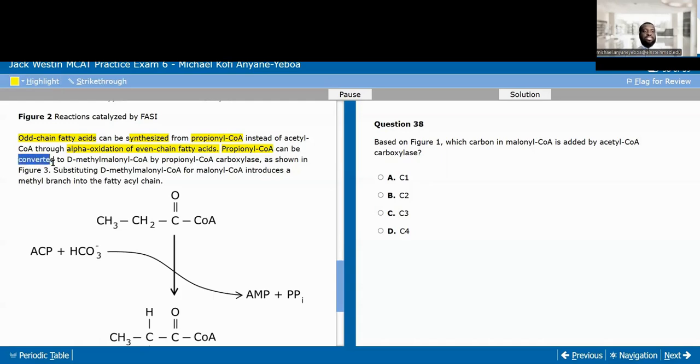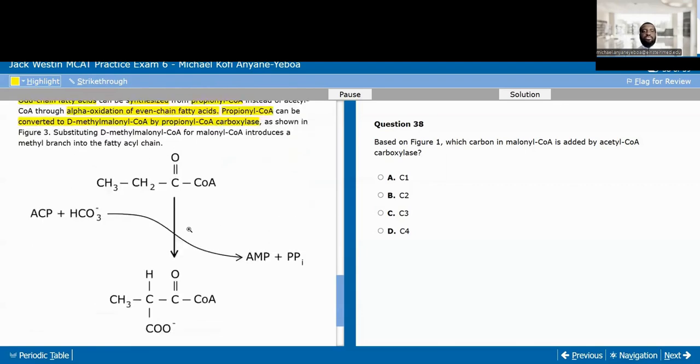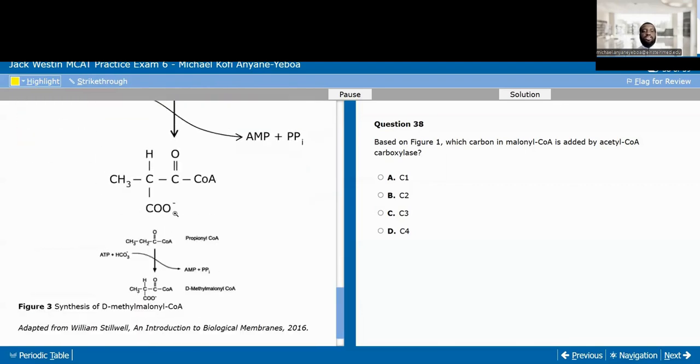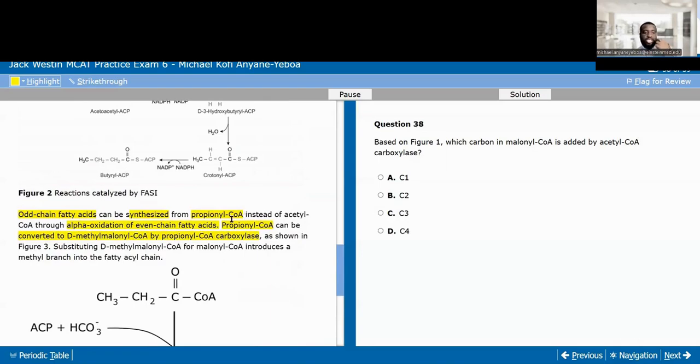Can be converted to D. Actually, let me just highlight this whole thing. Just because, right? That's shown in figure 3. So figure 3 shows us that conversion all the way to D-methylmalonyl-CoA. We are done with the passage, right?